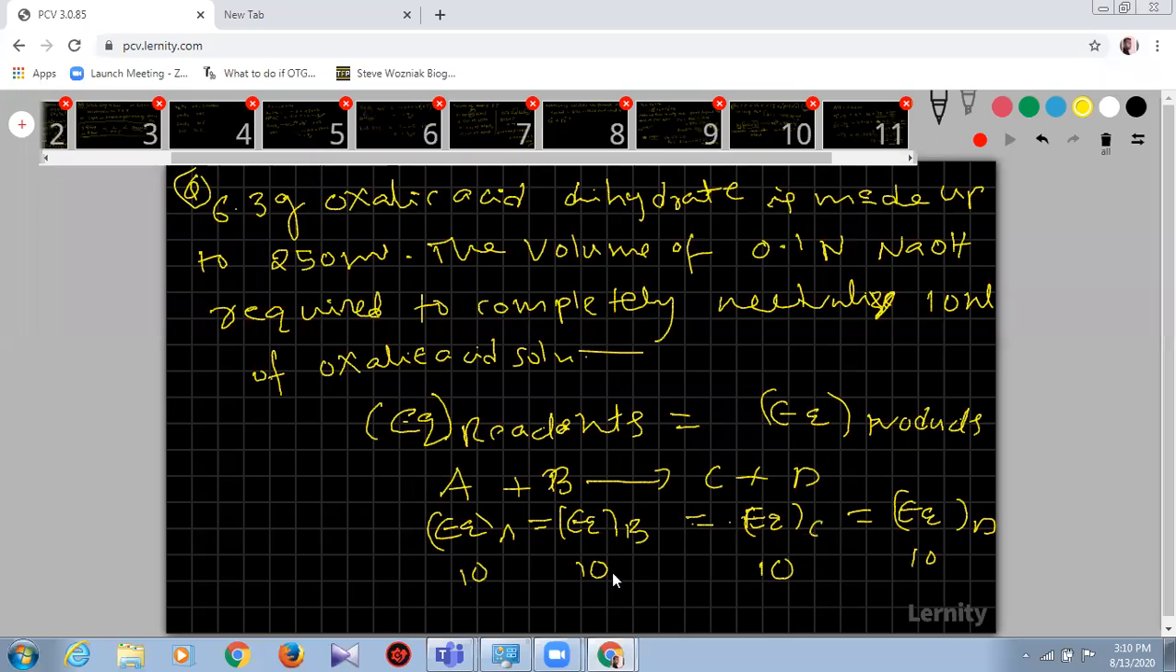Suppose here 10 and here 12. Which is the limiting reagent? What is the excess reagent? This is the limiting reagent, and this is the excess reagent. 10 equivalents of B react and 10 of C will be formed, and here 12, so 2 would be left over. Why? Because for 10 you want 10. It cannot react further, because there is no availability of A over here.